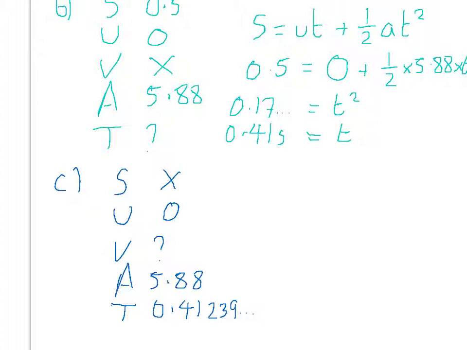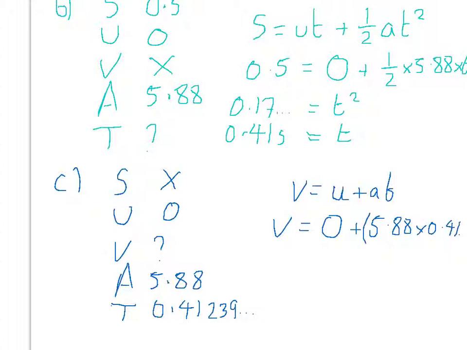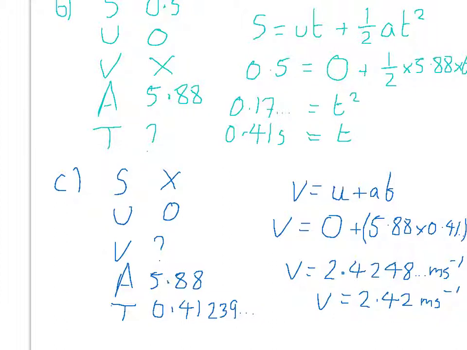So, let's find the final velocity, which is V equals U plus AT. The initial speed is 0, the acceleration is 5.88 times the time, which was 0.41. If you do that, you get 2.4248..., so that is the final speed that A is at just before B hits the floor.